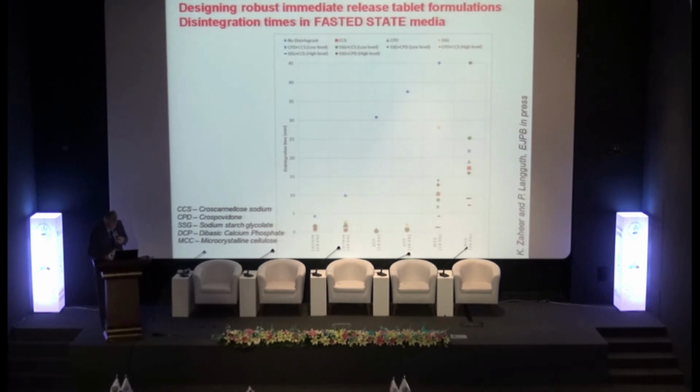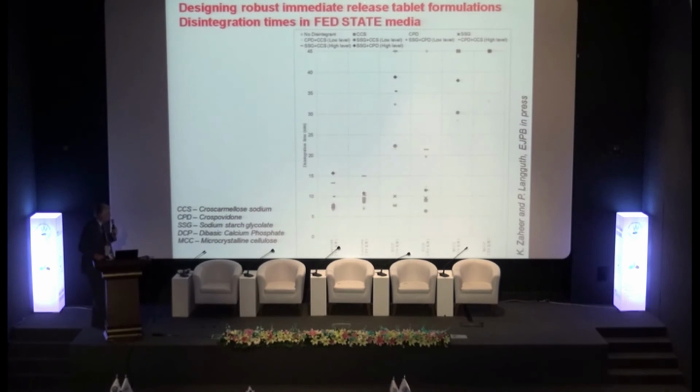And it is even more interesting when you look in the fed state. There we have the following observations. Lactose, in the presence and absence of disintegrants, seems to be quite okay. The variability, of course, is higher than in the fasted state media. For DCP, we get even more spread. Nevertheless, it was also clear that DCP disintegrates faster if we use the higher compression force, 30 kilonewton versus 10 kilonewton. And we have some mechanistic understanding why that is so.